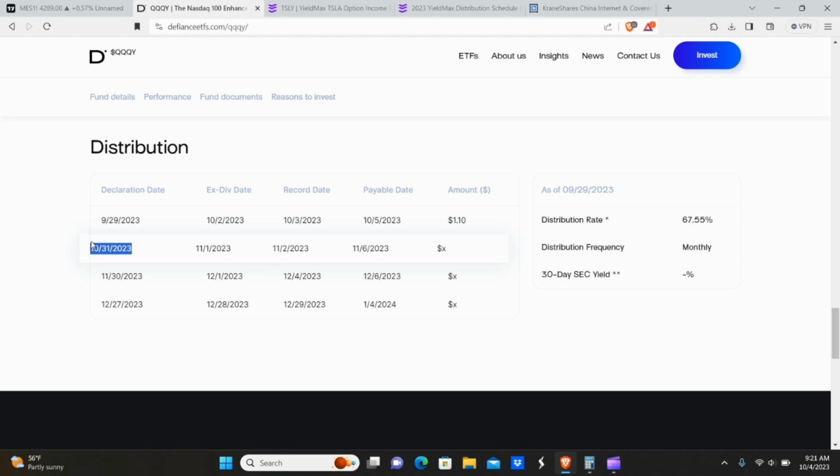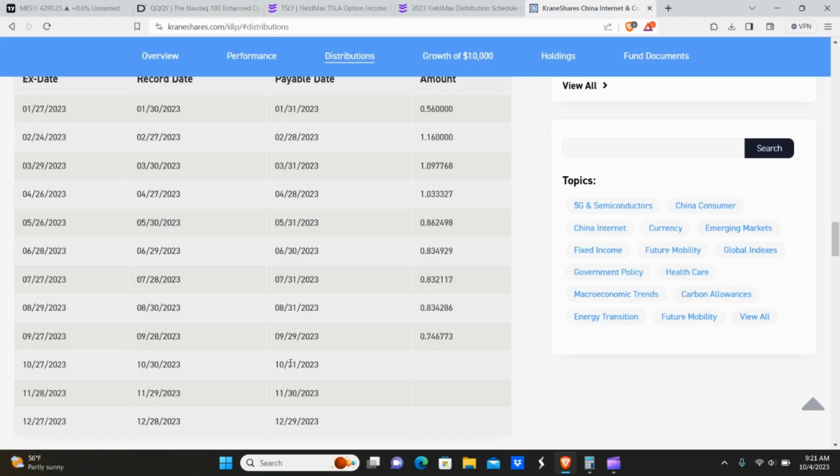You would stop investing into QQQY on November 1st, with the expectation of getting paid on the 6th. And then take your combined DCA and your dividends from those two funds, since you're getting paid on November 6th from QQQY, and you're getting paid on October 31st from KLIP.